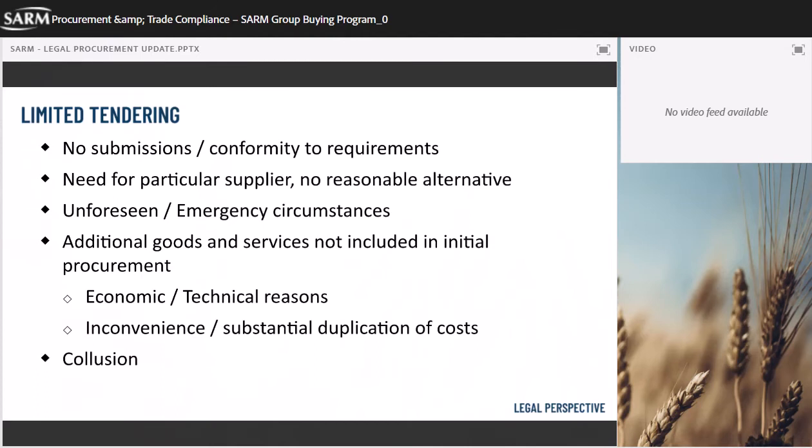And instances of collusion. That's a new exception as well. So if bids within a procurement process are collusive, a procuring entity may choose to engage in a direct award. And again, exceptions can vary from region to region. That includes limited tendering situations. So I definitely encourage you to check the applicable schedules if you're engaging in a procurement process on your own. But other than that, as a buying group, we will post a notice for each procurement.